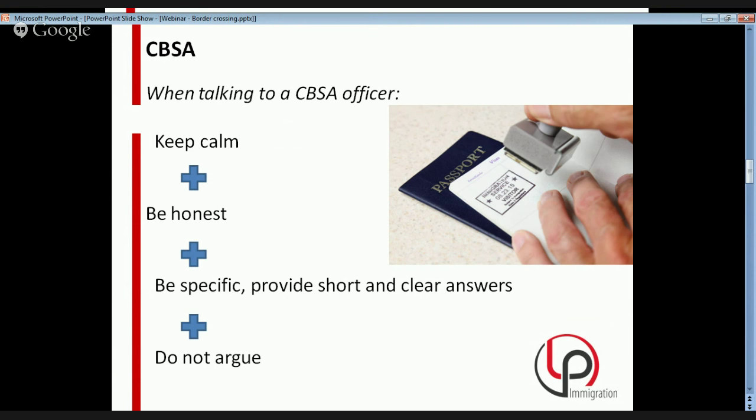Never, never, never try to argue with a CBSA officer. That's probably the worst idea you might ever have. Remember, he or she, the officer, has power to turn you back and get you out of Canada at the very same moment. I don't want to say it happens very often, but it does happen. And in 90% of cases, people were behaving oddly and they turned to be arguing with the officers. At any circumstance, avoid doing that.